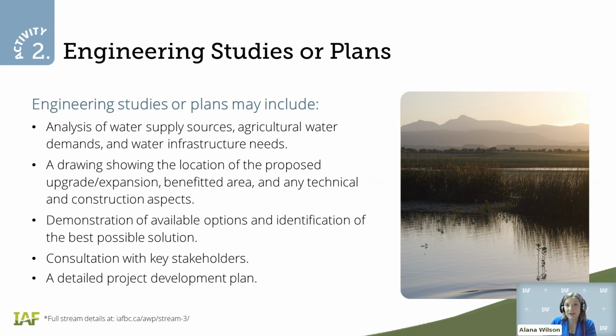Studies or plans completed under this activity should include an analysis of water supply sources, agricultural water demands, and water infrastructure needs, a drawing with the location of the proposed upgrade or expansion, benefited area, and technical and construction aspects marked, demonstration of available options with the best possible or most cost-effective long-term solution identified, consultation with key stakeholders, a detailed plan that includes technical, regulatory, environmental, financial, construction, and project management requirements that would be necessary to execute the project.